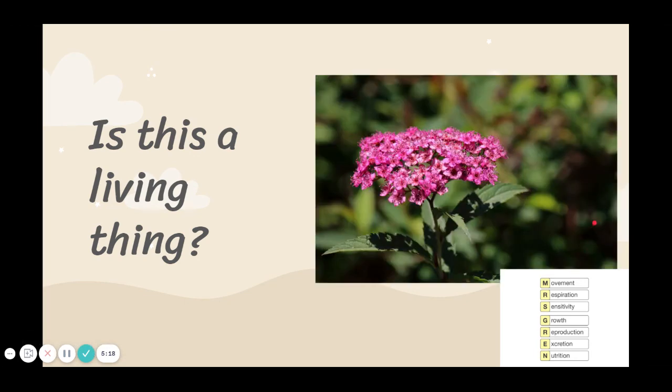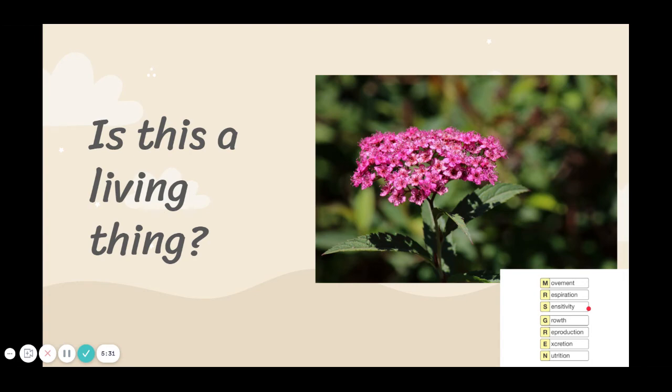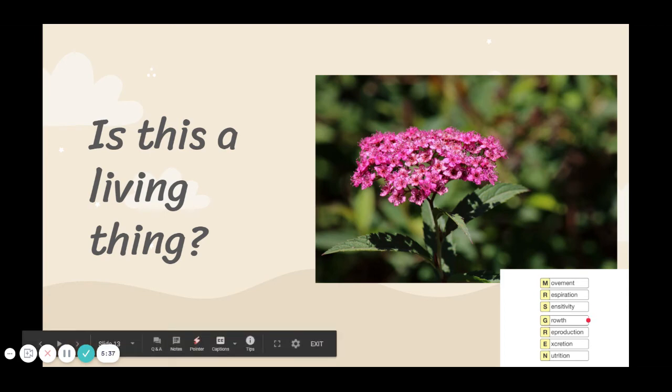Is this a living thing? Give me a thumbs up or a thumbs down. Yes, it is. This one isn't quite as obvious, but they do move slightly. They breathe in their own way. They react, don't they? So if it's sunny, the flowers open up, but if it's not sunny, they may close up. They grow, they start as a seed and grow into a flower.